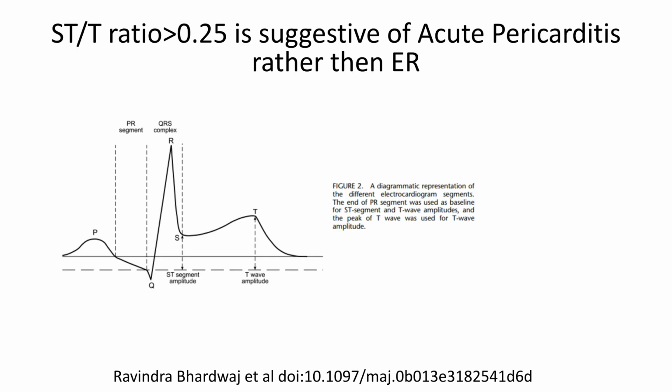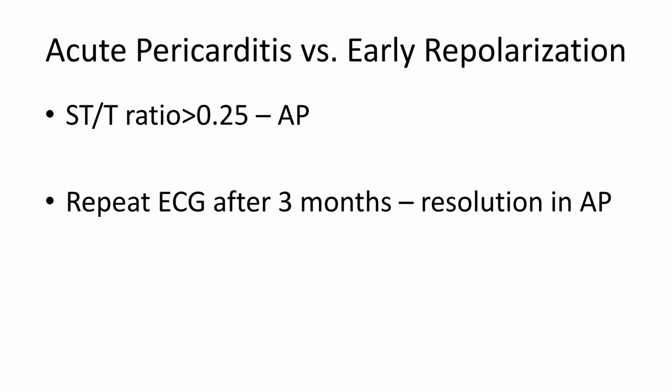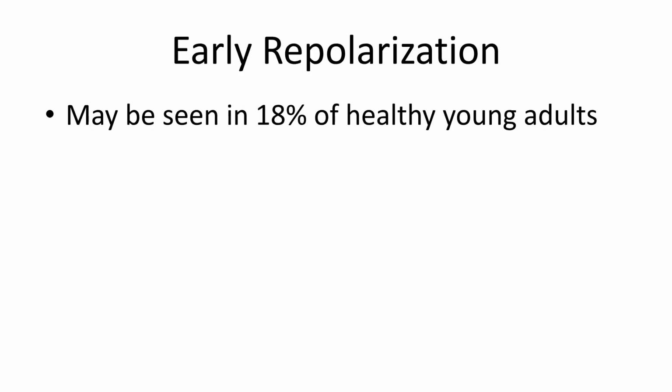An ST/T ratio greater than 0.25 is suggestive of acute pericarditis rather than early repolarization. The diagram illustrates how these segments are measured. Key differentiators between acute pericarditis and early repolarization include an ST/T ratio above 0.25 for AP and the resolution of changes on a repeat ECG after 3 months in AP. Early repolarization is a common finding, seen in up to 18% of healthy young adults.